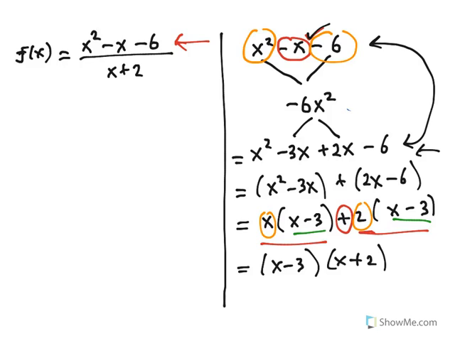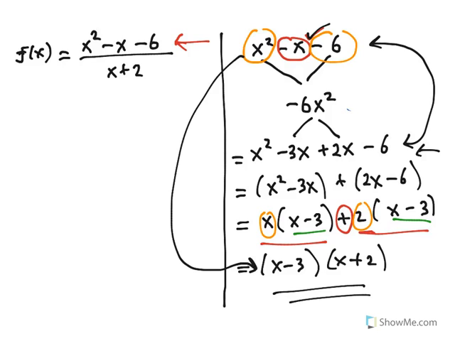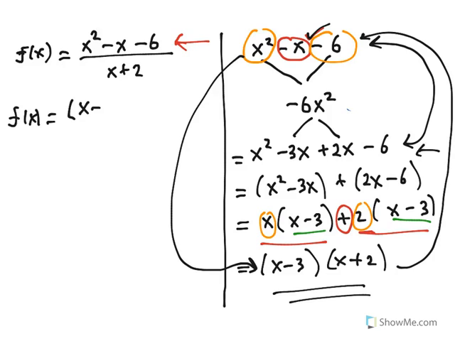You could have also just guessed and checked. If you guessed that this is how you would factor the quadratic trinomial, you can do FOIL here to see that it is in fact the same as x squared minus x minus 6. So now we'll go ahead and write f of x is equal to x squared minus x minus 6 factors as x plus 2 times x minus 3, and the denominator is of course x plus 2.